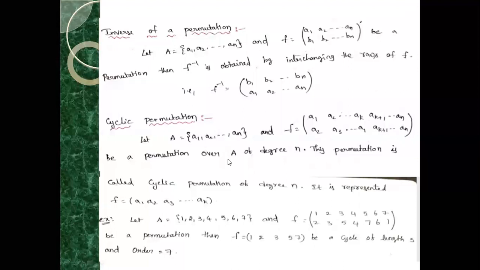So F is a permutation over A of degree n. Here the given set contains n elements, and the permutation of that set also contains n elements. This permutation is called a cyclic permutation of degree n. It is represented by (A1, A2, A3 and so on AK). So in this definition, the cyclic permutation is from A1 to AK.